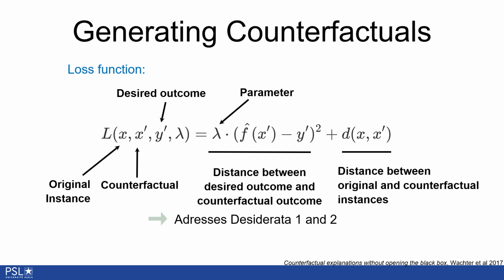Clearly, there's a trade-off between the two terms. Minimizing the second term would lead to X prime equal X, but in that case, the output of the model would not change to the desired value. So adjusting the parameter lambda allows us to control the trade-off. Other, more advanced algorithms have been designed in other studies to include the properties 3 and 4. Let's now look at the algorithm that optimizes this loss function to generate counterfactuals.